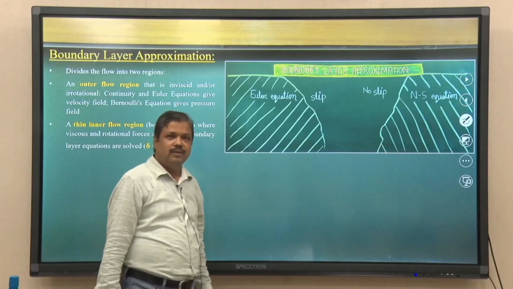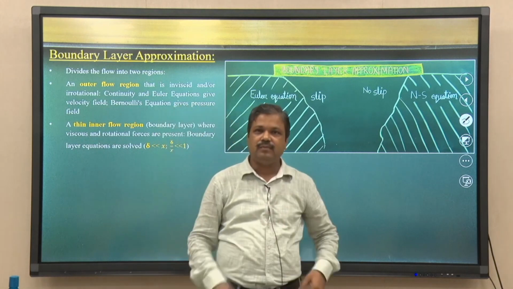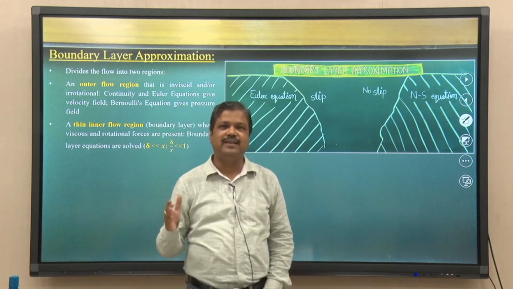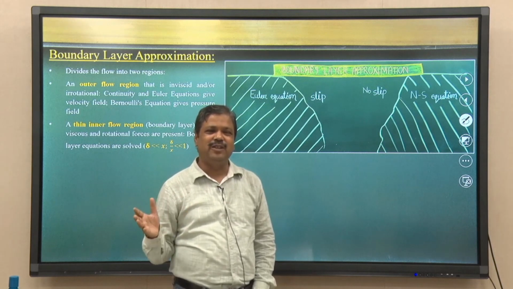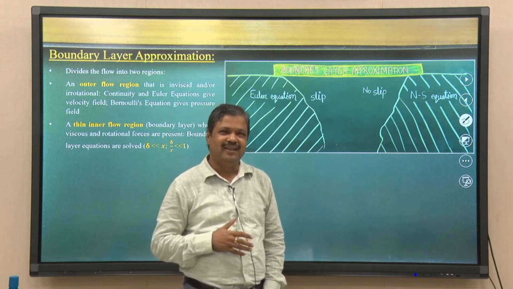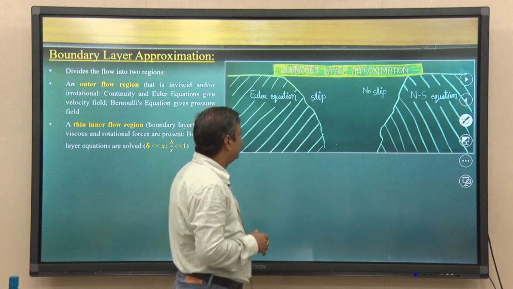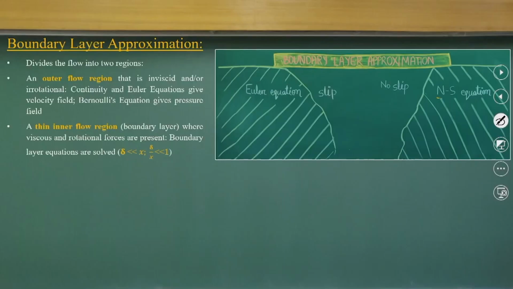let's come back to the boundary layer approximations. Basically it's a bridging, a very simple one. It's a bridging between the Euler equations and the Navier-Stokes equations, because Navier-Stokes equations solve with a no slip boundary condition, but Euler equation does not have that; it has to have a slip boundary condition.